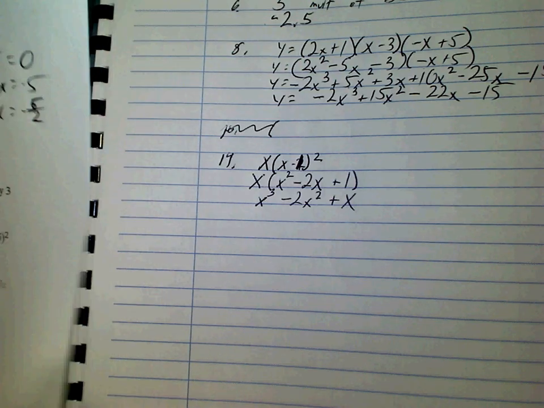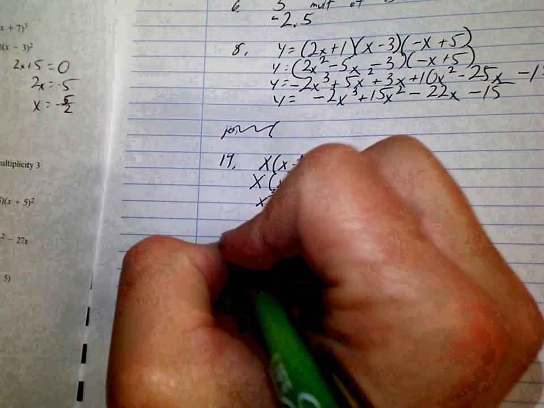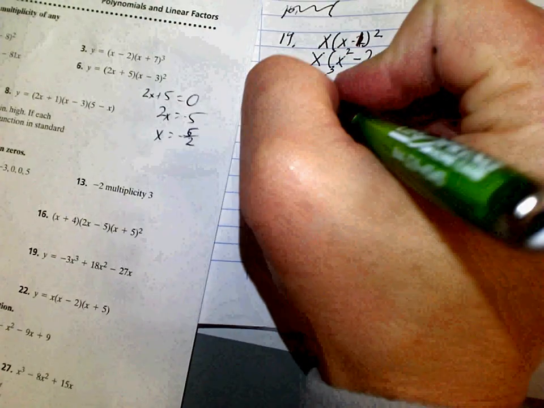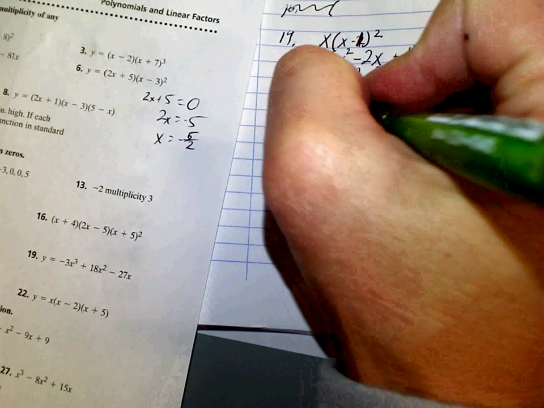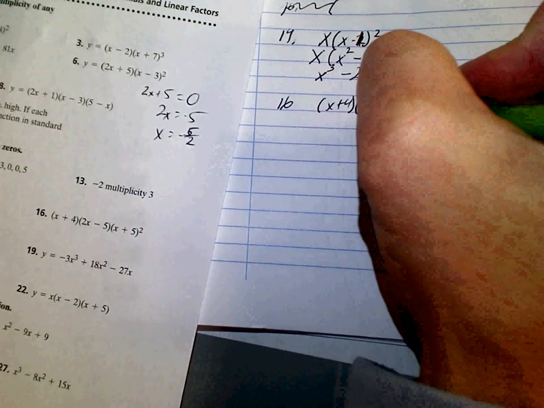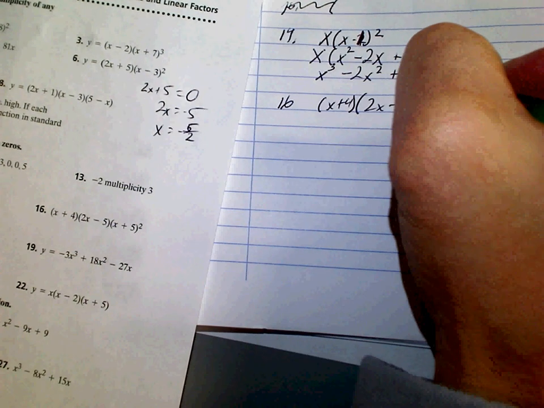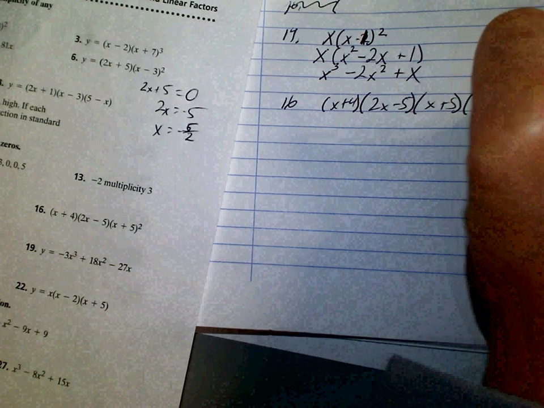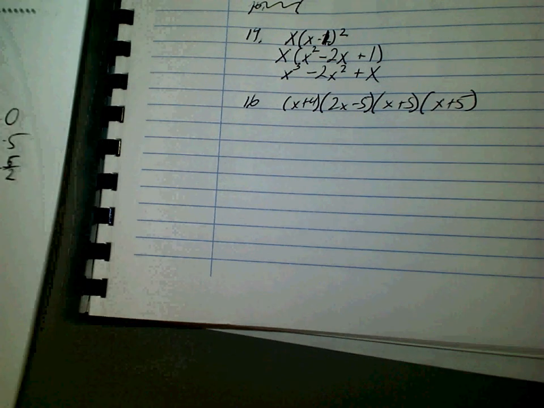Woo, look at here. Number 16 might be the longest one on the page because you have x plus 4 times 2x minus 5 times x plus 5 times x plus 5, because it's x plus 5 squared. That's a lot, isn't it? It is a lot. Did you do it?